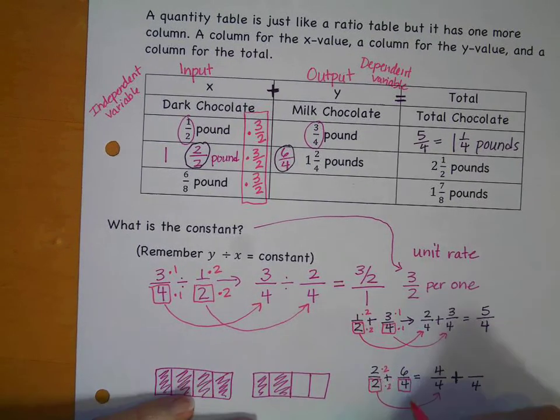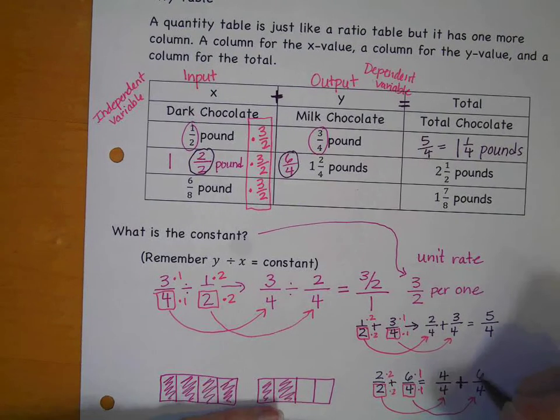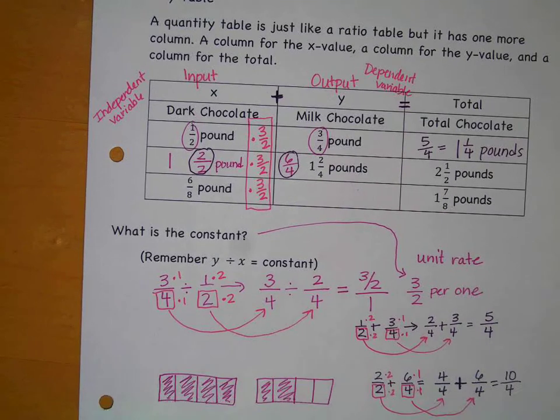Not bad. And this one, how did I get from 4 to 4? Times 1. What you do to one side, you have to do to the other, so 6 times 1 is 6. So now I have, are you ready? Here we go. 4 plus 6 is 10/4.